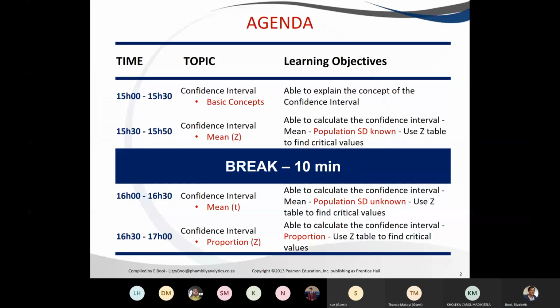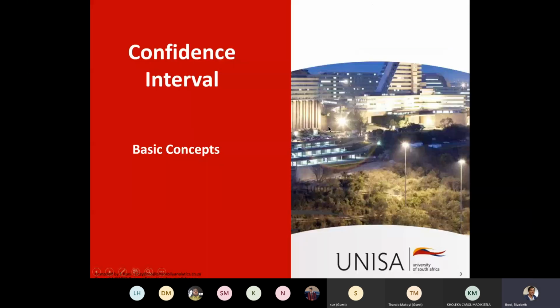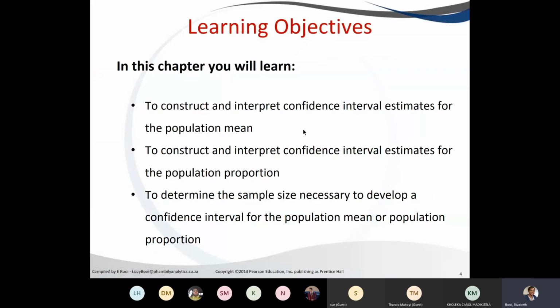Don't look at the times. This is for the other session that I used previously. So we're going to look at the basic concepts of confidence intervals.